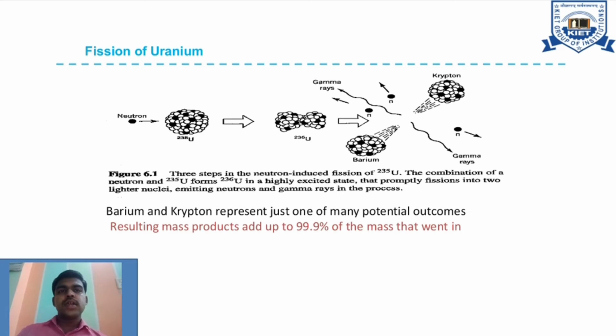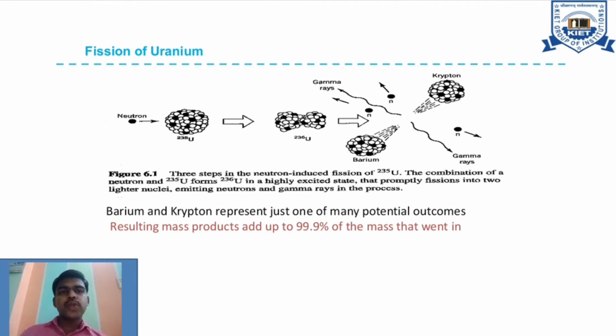Here comes the fission of uranium. What is this fission of uranium? Barium and krypton represent just one of the many potential outcomes, because the resulting mass products added up to 99.9% of the mass that went in. So these are our fission products.